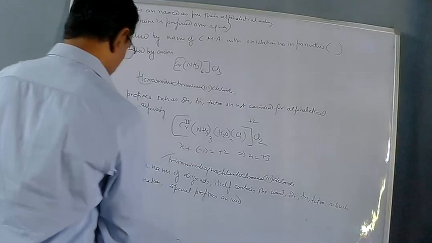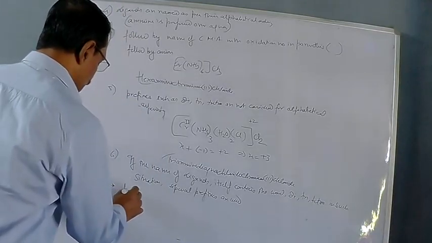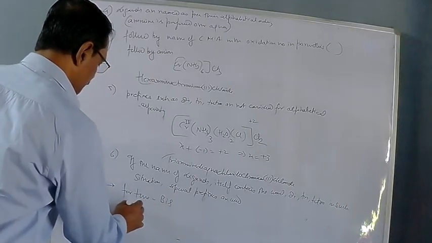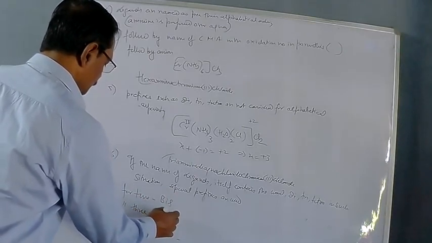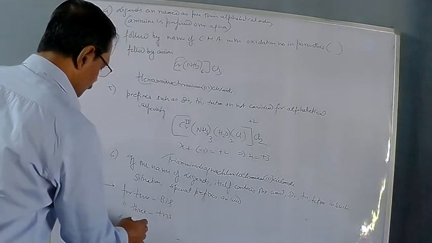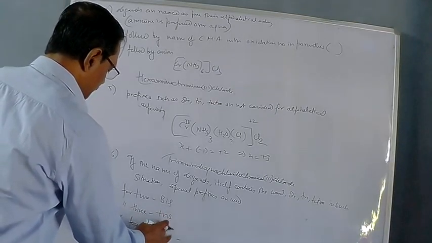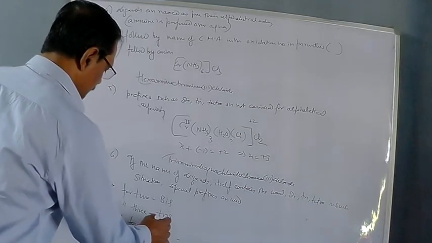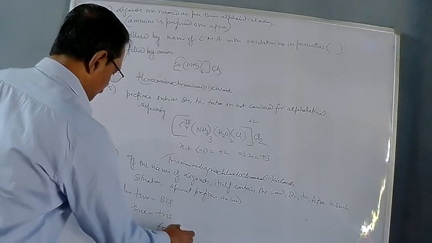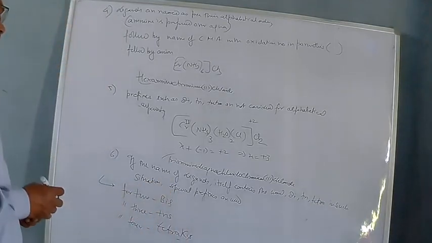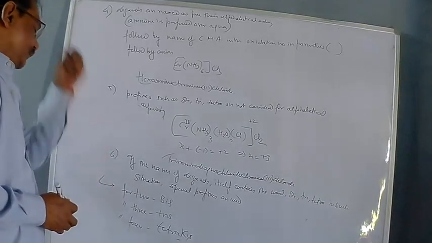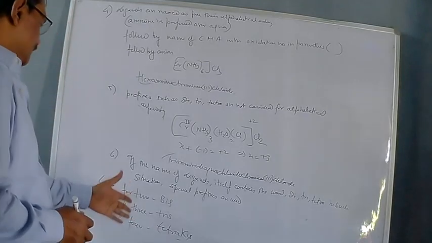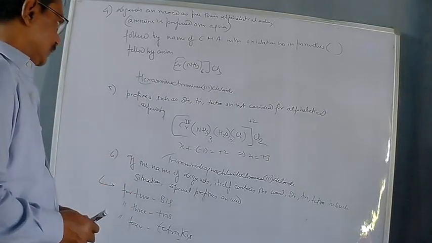What are those? For 2, we write bis. For 3, we write tris. And for 4, we write tetrakis. So for 2 we write bis, for 3 we write tris, and for 4 we write tetrakis. So these are special prefixes. How they are used, I am going to take you one example over there.